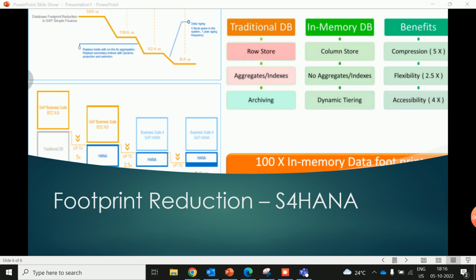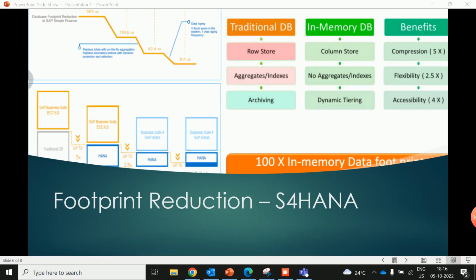In this slide, we are going to learn about the footprint reduction of S4 HANA. You can see on the top slide data how data is reducing from traditional to S4 HANA. So when data was residing in traditional database, you can see the database size was 593 GB. After moving that data into the HANA database, then it's further reducing up to 118 GB. That is a huge amount of reduction.